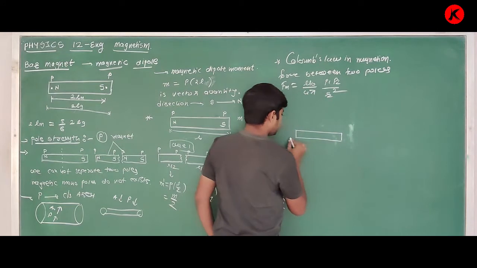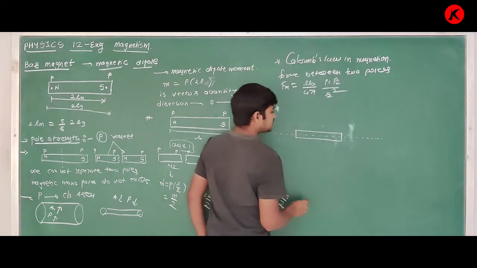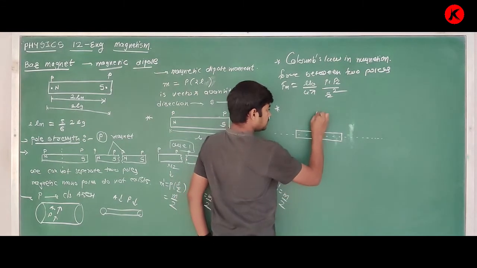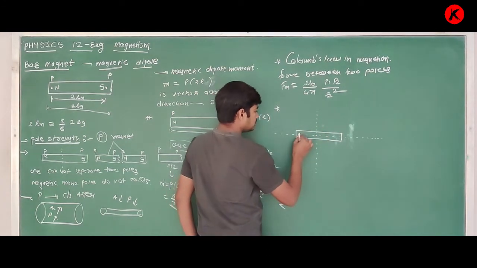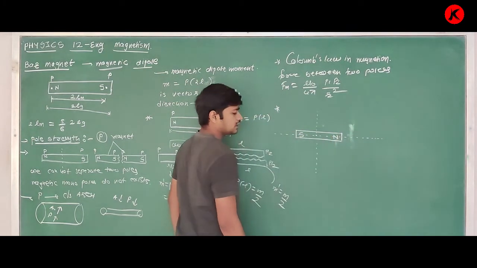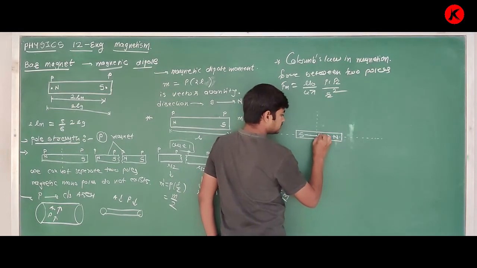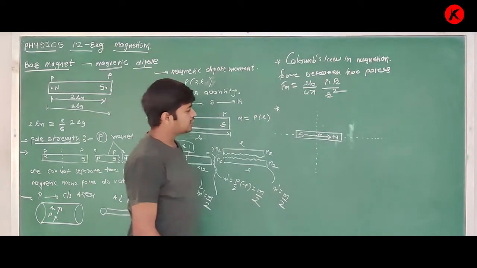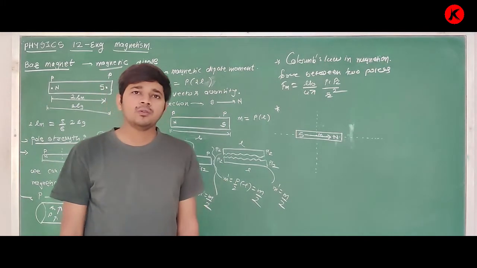suppose it is a bar magnet, it is called its axis, it is called its equator, south pole, north pole. So the magnetic moment is in this direction, that is N. Okay, magnetic moment is from south to north.